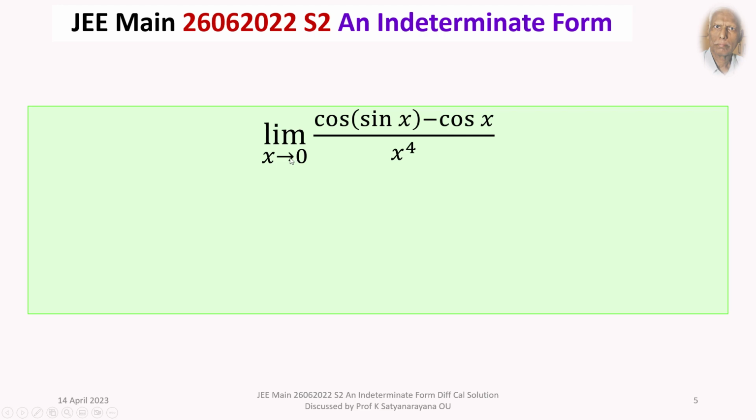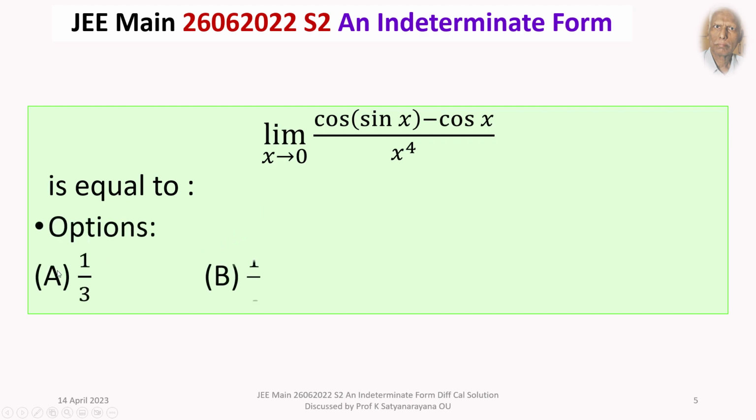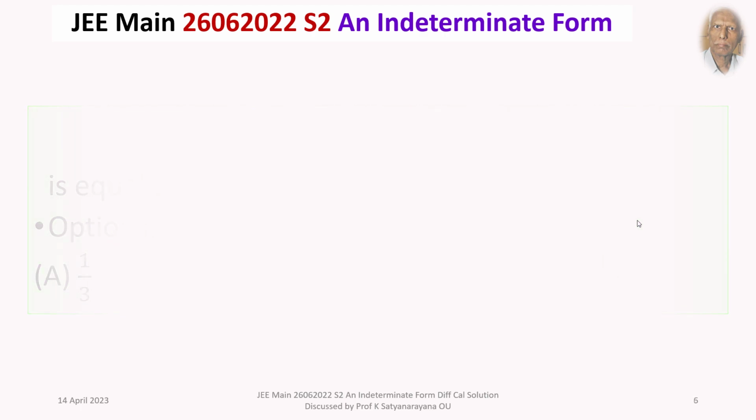The given question is: limit x tends to 0 of cos of sin x minus cos x by x to the power of 4 is equal to. We are given four options. Option A, 1 by 3. Option B, 1 by 4. Option C, 1 by 6. Option D, 1 by 12. That is the given question to us.